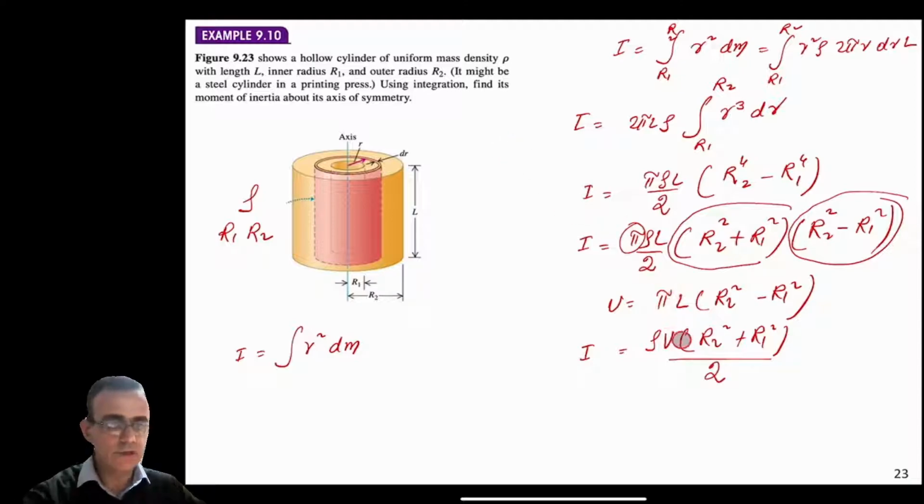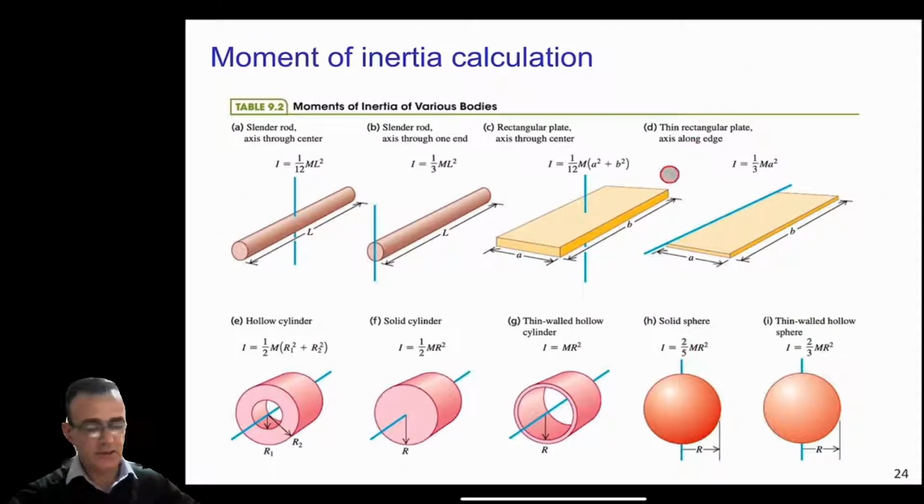So now we end up with this equation here, and density into volume is obviously mass, so this becomes half m into R2 square plus R1 square. This becomes the equation of the hollow cylinder. So the moment of inertia of a hollow cylinder, by using this integration procedure, you can derive this equation here. Finally, you will see that we can derive all these equations. So I will ask you to go and try these different ways to calculate these different equations here.